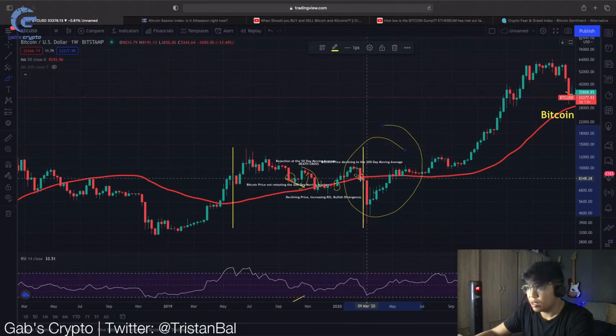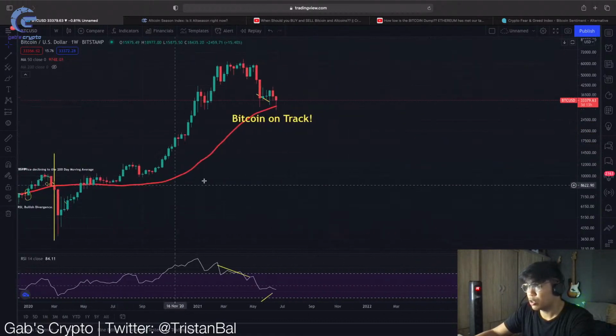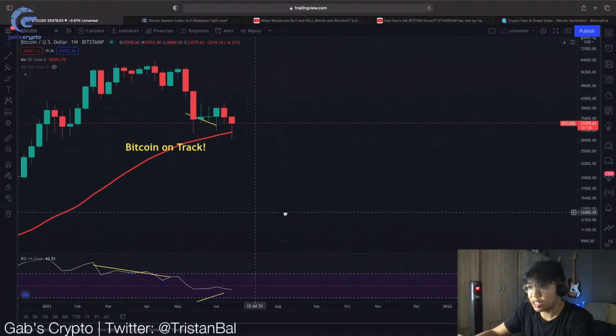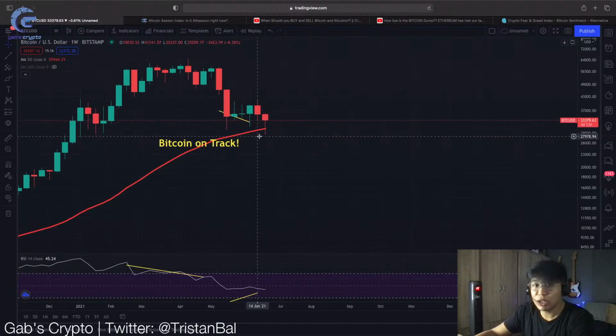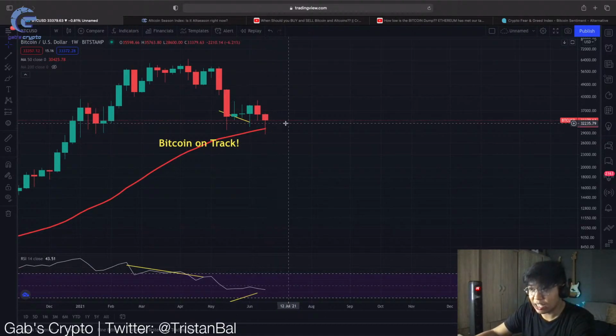But yeah, if we are going to disregard that, we could still follow that the red line is the bull market. So let's try to look at where we are right now. If you look at the data right now, Bitcoin is actually on track. Meaning, the dump we've seen lately is normal. We are still inside the bull market for Bitcoin.